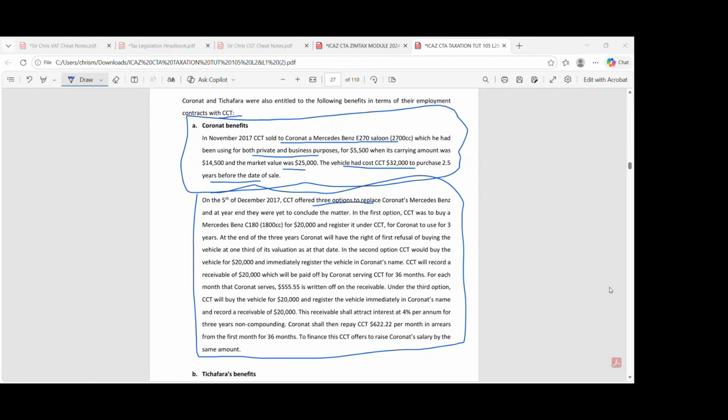So for the 3 options, number 1, Trikunzisu CCT was to buy a Mercedes-Benz for 20 and register it under CCT. So it's the company Atenga, they registered under CCT for Colonat to use for 3 years. But at the end of 3 years, Colonat will have the right of first refusal of buying the vehicle at 1/3 of its valuation as at that date.